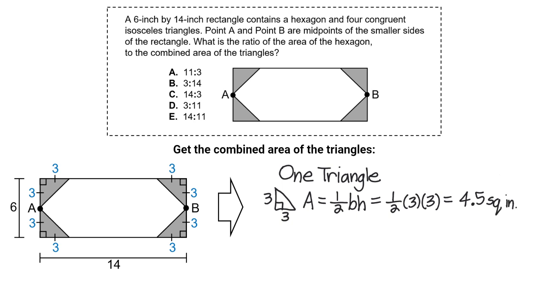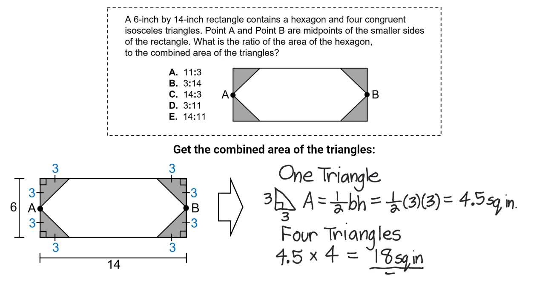So now that we know the area of one of the triangles, we can get the area of all 4 triangles since they're all congruent. The total area is just going to be 4.5, which is the area of one of the triangles, times 4. And that's going to give you 18 square inches. So now we know the combined area of the triangles is 18 square inches.